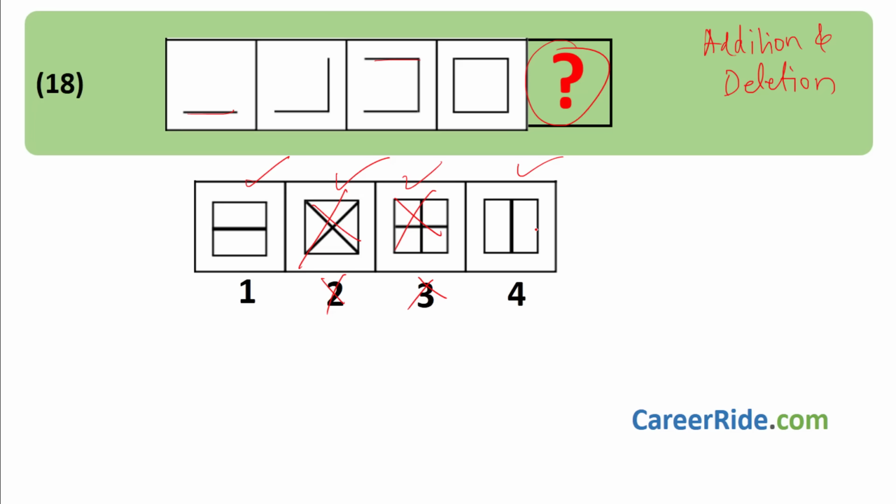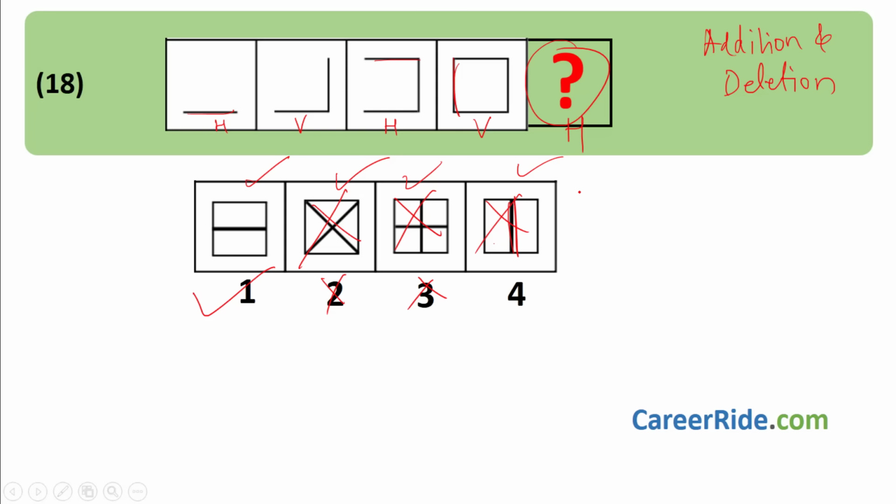Let us try to see if we have any pattern while adding. We had a horizontal line over here, we added a vertical line, we then added a horizontal line. So we had horizontal, we added vertical, we added horizontal, we added a vertical line over here. So here we have to add a horizontal line. So this is the answer. This is not the answer because a vertical line is added. Okay, see how easy it is.